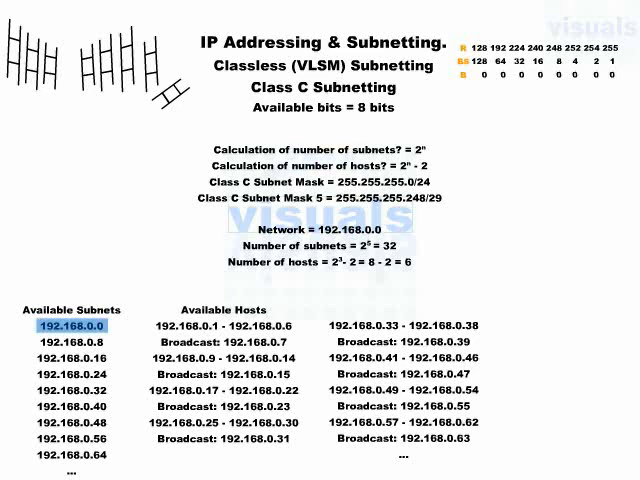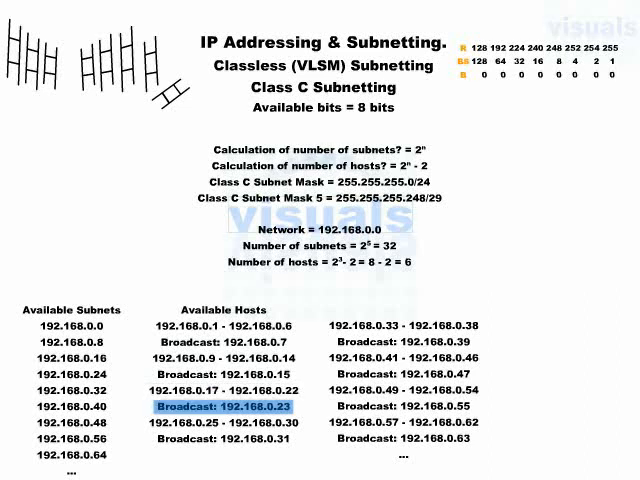Now for this subnetwork 192.168.0.0, the valid address range is from .1 to .6 and the broadcast address is .7. The next network is 192.168.0.8. Valid addresses for this network are from .9 to .14. Broadcast address is .15. The next network is .16. Valid addresses for this network are from .17 to .22.